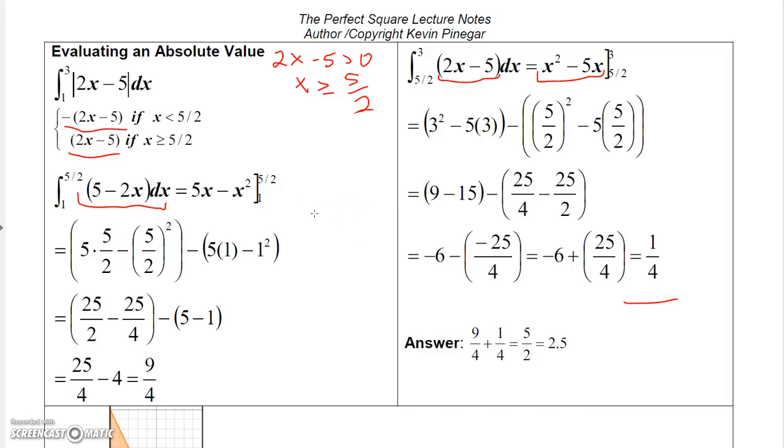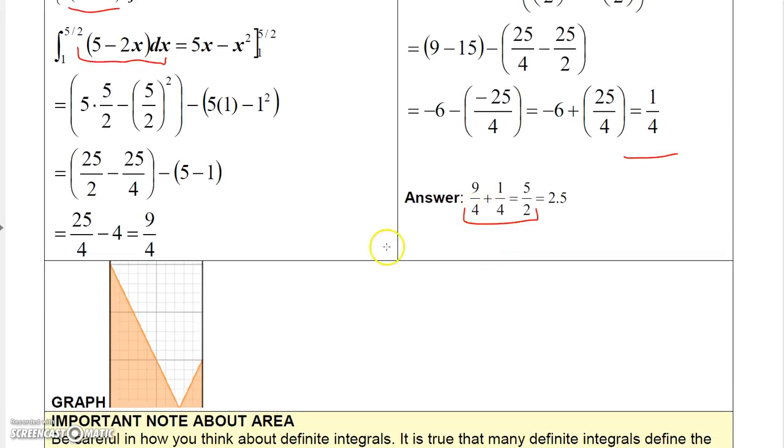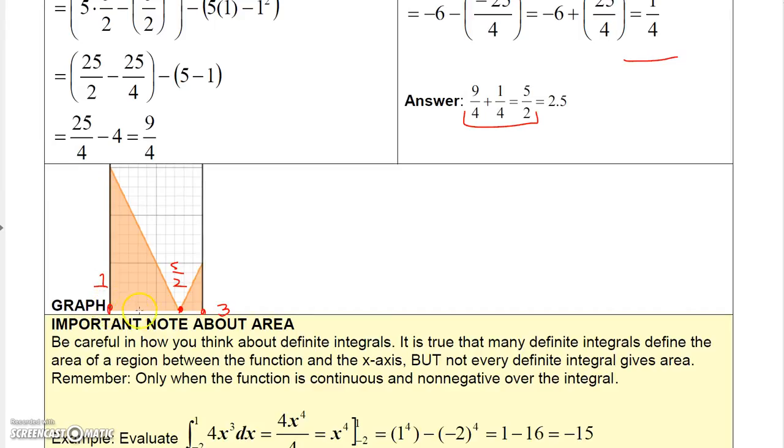So basically you have to add the two answers together to get the answer 5 halves. Graphically, what's happening here is, hang on just a second. You're integrating from 1 to 5 halves, so you're integrating under a function with a negative slope. And then when you get to 5 halves, you're integrating a function with a positive slope from 5 halves to 3. So you're basically getting these two pieces of area and adding them up.